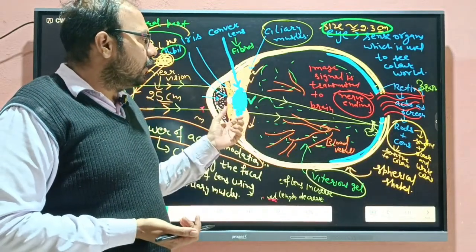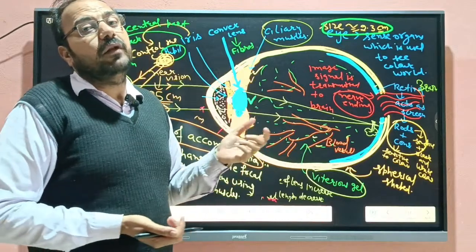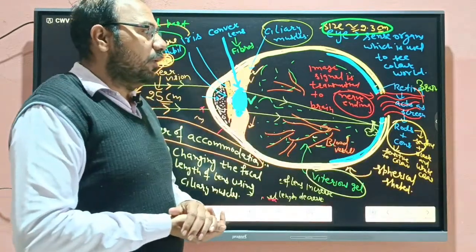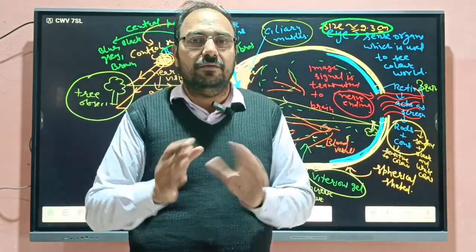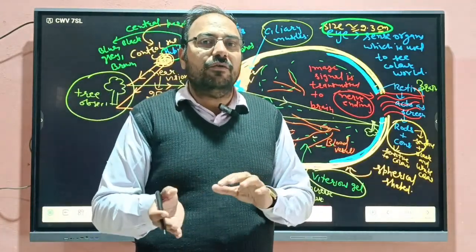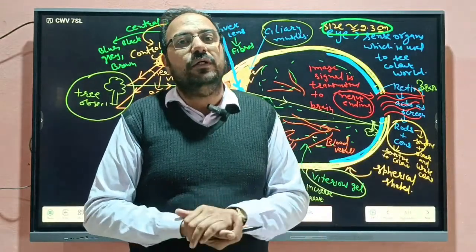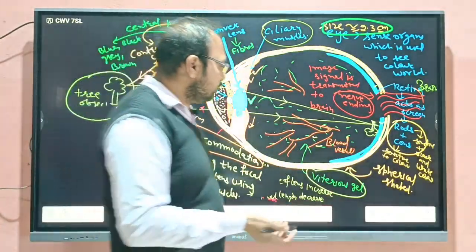And one another thing is color blindness. Some people have a problem in which they cannot identify colors. They mix up the colors. So that is known as color blindness. Okay.